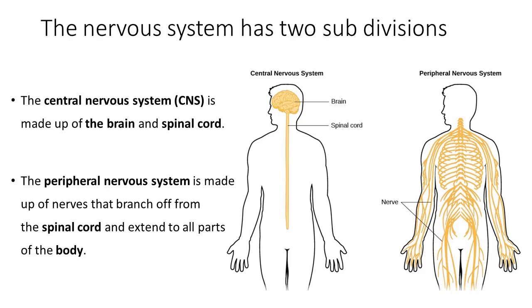And the second part of your nervous system is called the peripheral nervous system, and that is your next keyword. And that is the part of your nervous system that's made up of nerves that branch off from the spinal cord and extend to all parts of your body. So make yourself a note of that as well, and press play when you're ready to move on.